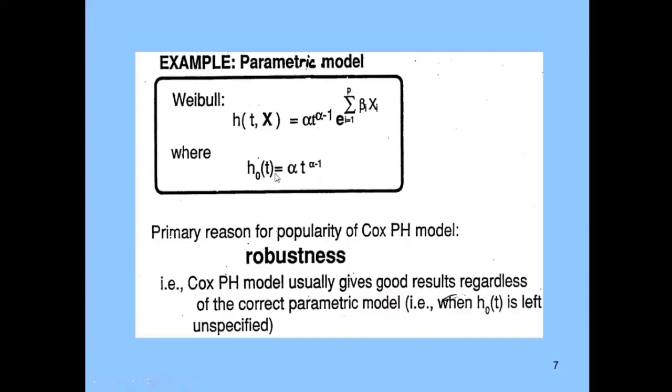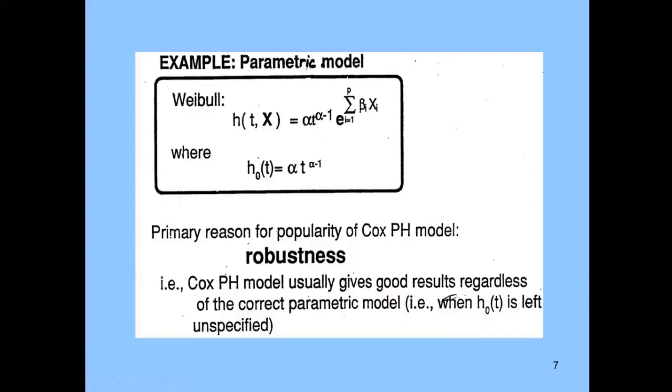Alpha, where alpha is some number, some constant, could be 3, times t to the alpha minus 1. So in other words, there's a formula for h naught of t. And if there is a formula for h naught of t, and you write it together with the exponential part, then you're talking about a parametric model. And this particular form of the baseline hazard makes this model what's called the Weibull model.